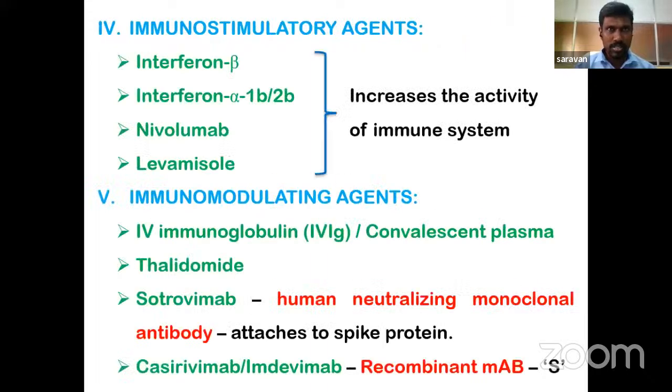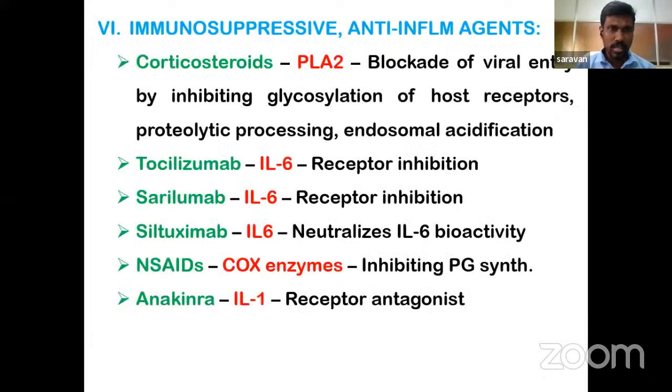Then thalidomide, which is a teratogenic drug but was still in the pipeline in clinical trials for the management of COVID-19 infections. The next one is sotrovimab, which is a human neutralizing monoclonal antibody against spike proteins, and casirivimab and imdevimab, a combination of two recombinant monoclonal antibodies targeting the spike proteins. And the next one is immunosuppressive and anti-inflammatory substances like corticosteroids, tocilizumab, sarilumab, siltuximab, NSAIDs and anakinra.